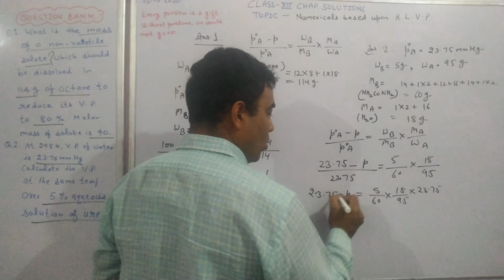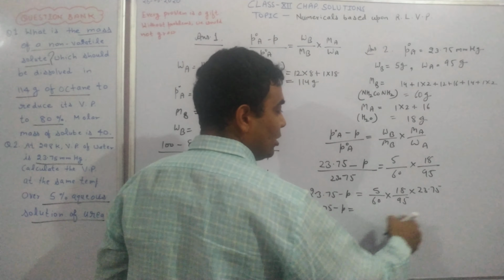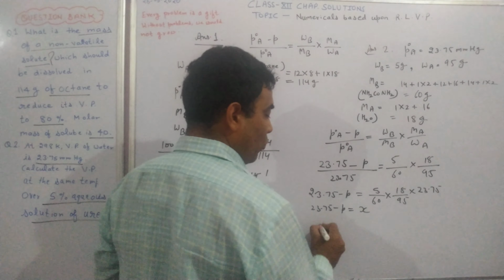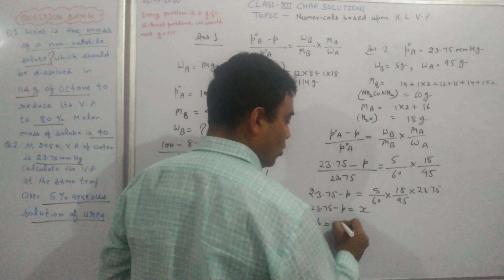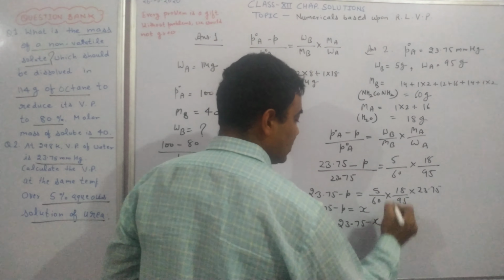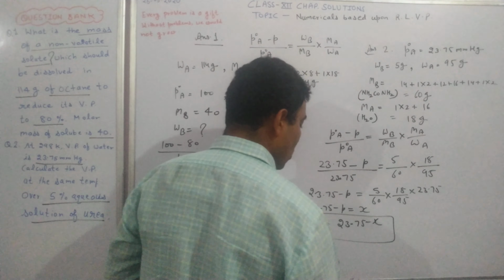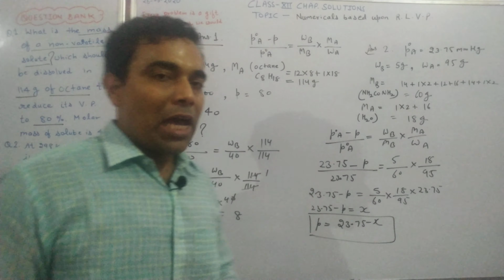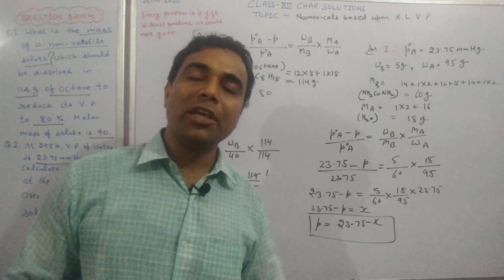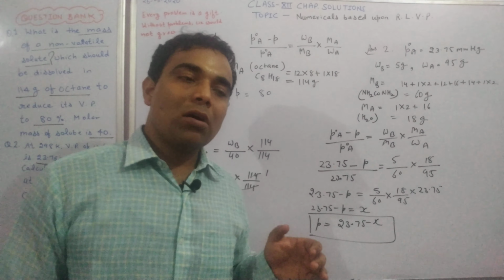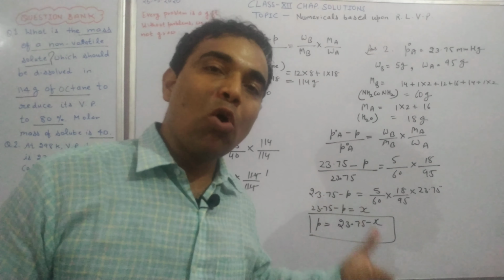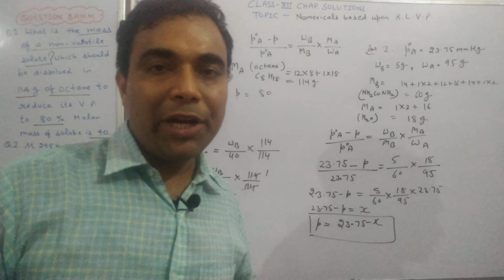So from here we can calculate the value of these numbers. We suppose it is x. So from here we can calculate the value of P. It will be equal to 23.75 minus x. So from here we can calculate the vapor pressure of our solution. So this is the answer of the second question. Likewise, there are other problems based upon relative lowering in vapor pressure, and these are very important when we compare them with our board exams or competitive exams as well.